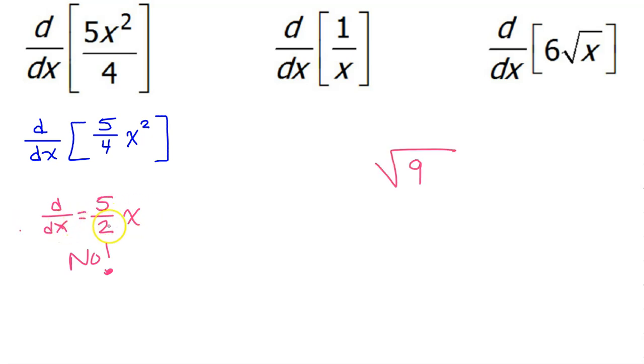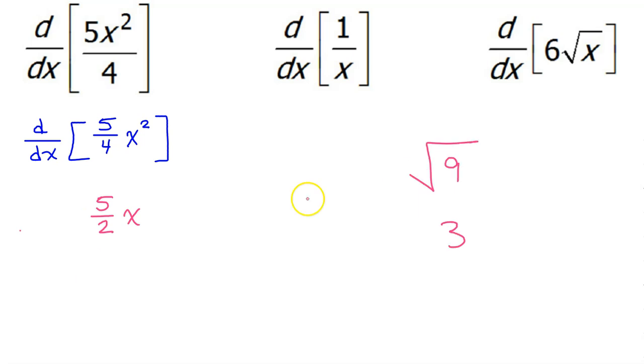Writing d dx equals something would be just as silly as taking the square root of 9 and then writing the answer as square root equals 3. We do not do this. Just like we write the square root of 9 is 3 with nothing in front, the derivative of 5/4 x squared is just 5/2 x with nothing in the front.